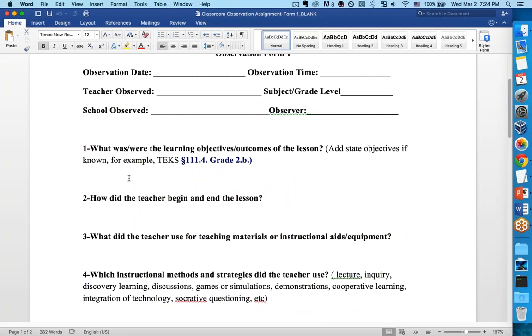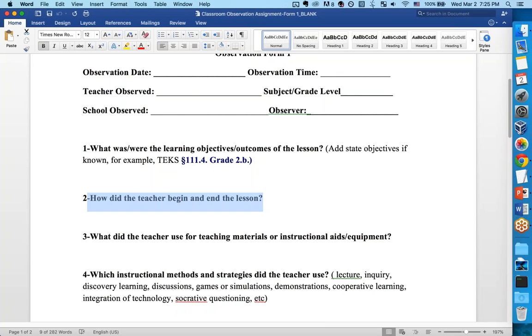So here are the questions. What were the learning objectives, outcomes of the lesson? Sometimes teachers would put this information on the whiteboard or somewhere in the classroom. If you can identify that information, write it here. If you know the TEKS number, for example, write it down. If you do not know the TEKS number, if it is not available, if you didn't have time to ask the teacher, gather this information yourself. How did the teacher begin and end the lesson?